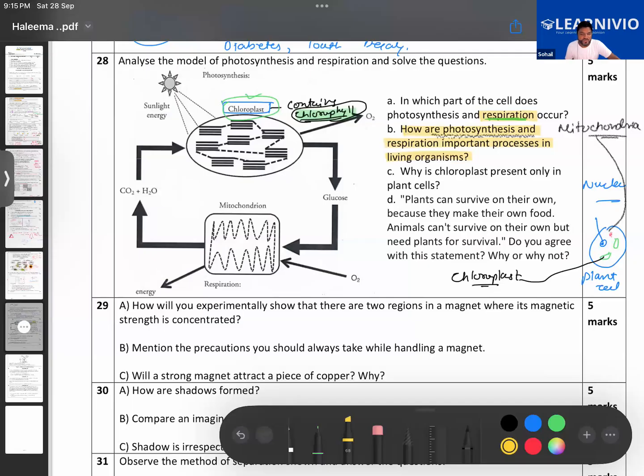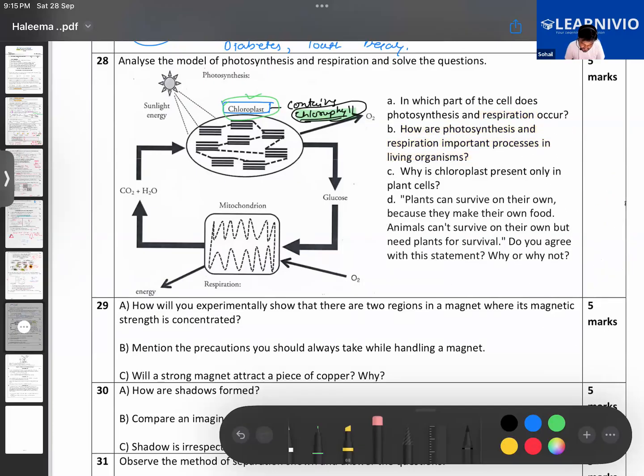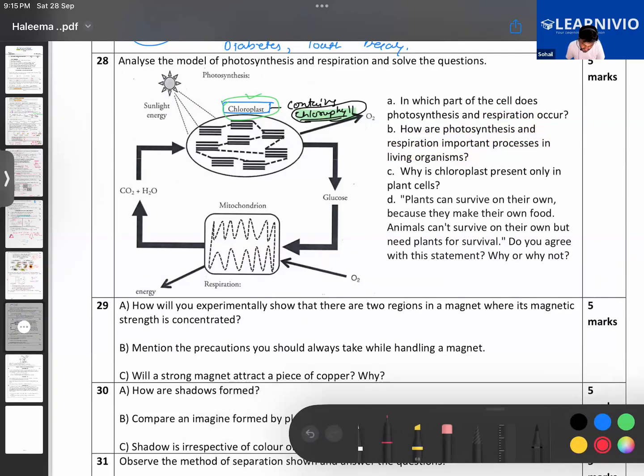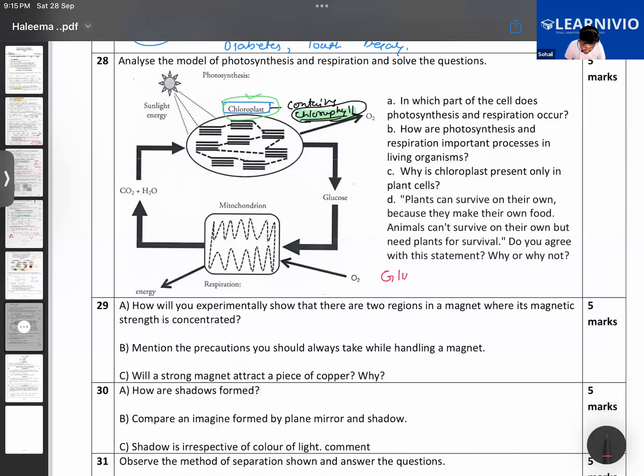Talking about respiration, it is essential because it breaks down the glucose that the plant prepares. In photosynthesis, plants prepare glucose, and that glucose is broken down in the mitochondria in the process of respiration. Plants take in oxygen to break down that glucose, and as a result energy is released. Apart from energy, byproducts like carbon dioxide and water are also released.